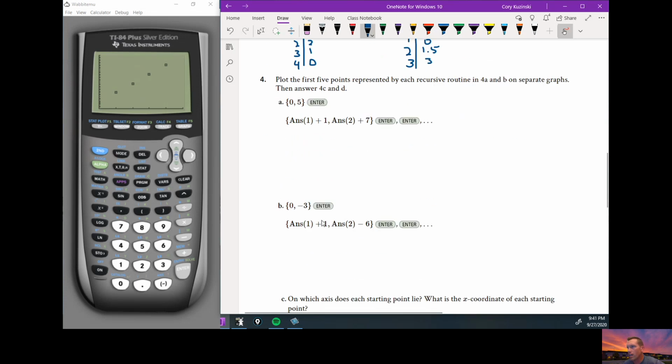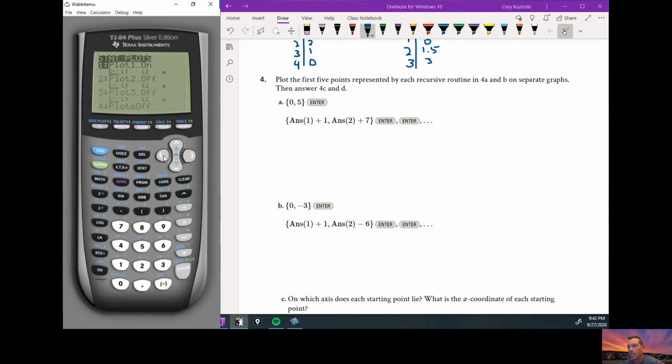All right, the next one, it says to do them on separate graphs, but I'm going to do them on the same graphs. Here we go. So let's go to stat, enter. We're starting at 0, so we're still going to use 0 through 4 here, but we're starting at -3 for our Y values, and then we're subtracting 6, so -9, minus 6 is -15, minus 6 is -21, minus 6 is -27. That'll do it.